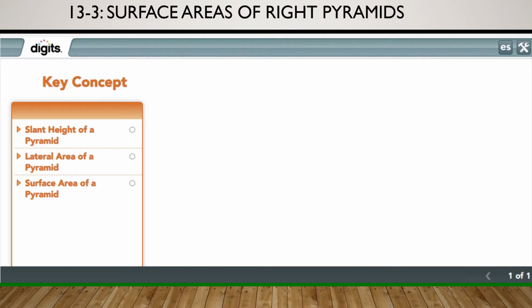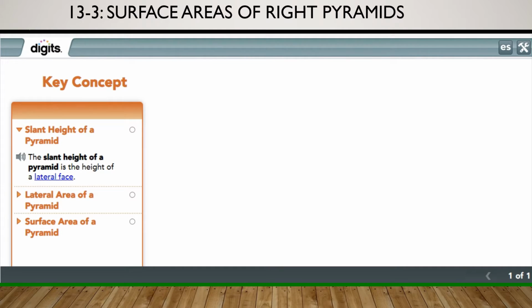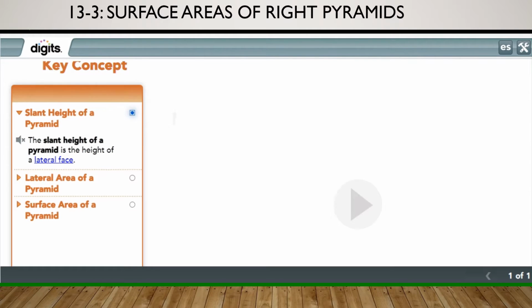This is topic 13-3, surface areas of right pyramids. This is our key concept. The slant height of a pyramid is the height of a lateral face.